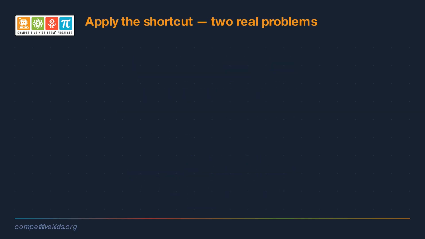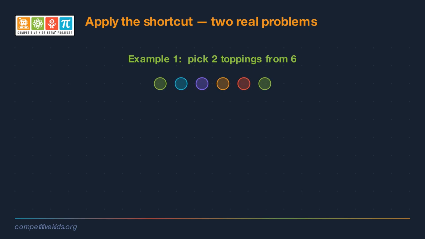Let me apply the shortcut to 2 real problems. Example 1. Pick 2 toppings from 6 pizza options. That is, 6 choose 2. Top 2 of 6. 6 times 5 equals 30. Divide by 2 times 1, which is 2. 30 divided by 2 equals 15. So there are 15 different 2-topping pizzas.